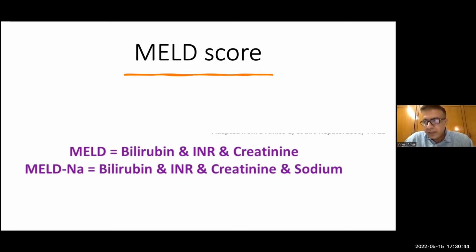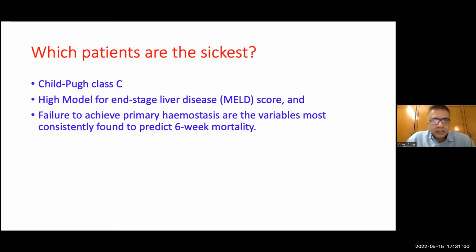Based on these four factors, this score is very useful for triaging patients who not only have severe liver disease, but also need to be referred for liver transplant. Anybody with a MELD score more than 19 or MELD sodium more than 23 is a patient who should be planned for liver transplant.